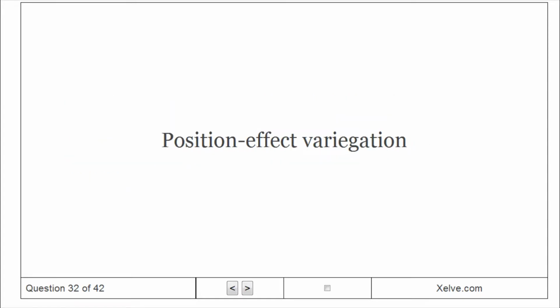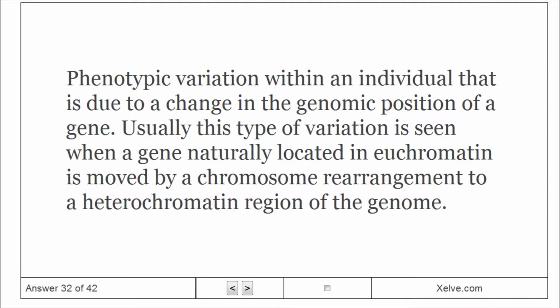Position effect variegation. Phenotypic variation within an individual that is due to a change in the genomic position of a gene. Usually this type of variation is seen when a gene naturally located in euchromatin is moved by a chromosome rearrangement to a heterochromatin region of the genome.